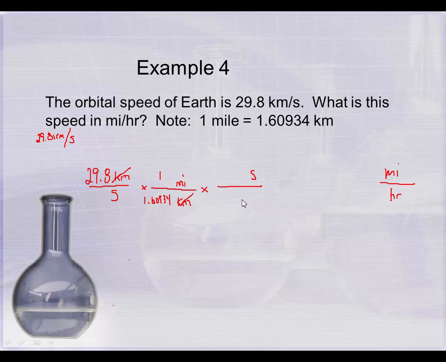What do I have to write on the bottom? All right. Do I know how many seconds there are in an hour? Does anyone know? We could look it up, or we could figure it out, right? Okay, real quickly. How many minutes in an hour? How many seconds in a minute? 60 times 60.